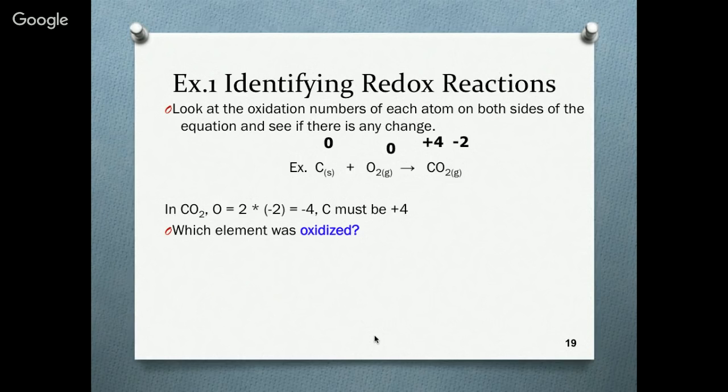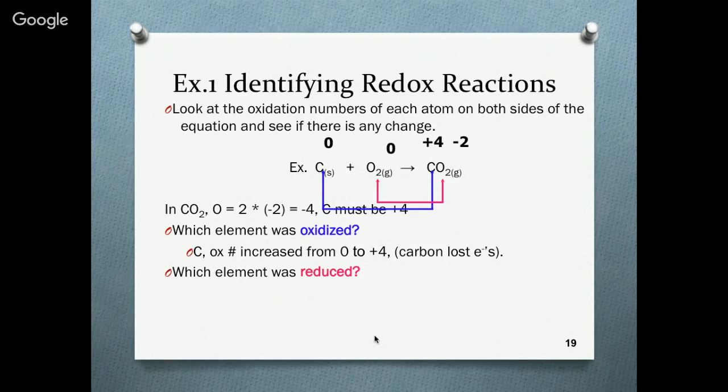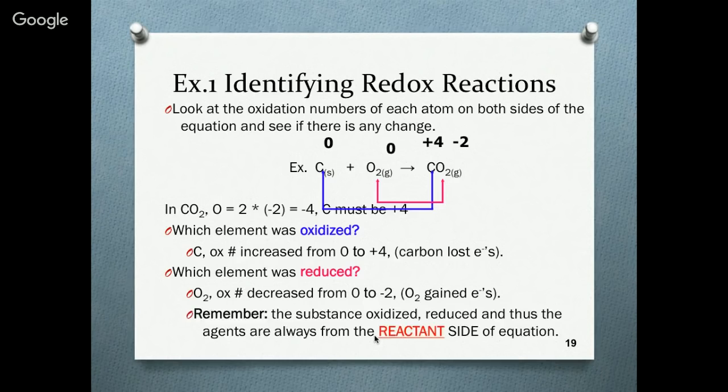The one that's oxidized loses electrons, so it becomes more positive. So carbon is going from 0 to +4, lost electrons, so it's oxidized. And the element that is reduced would be oxygen, going from 0 to -2, so it's being reduced. Remember, though, in a question, if they ask you which substance is oxidized or which substance is reduced, always pick the one on the reactant side of the arrow.